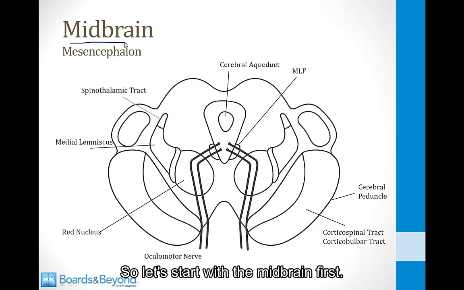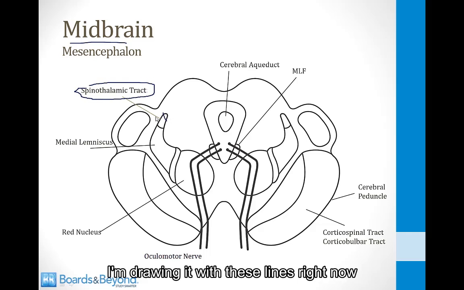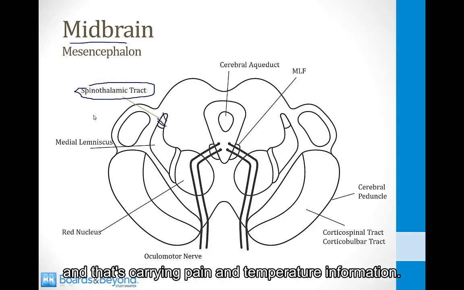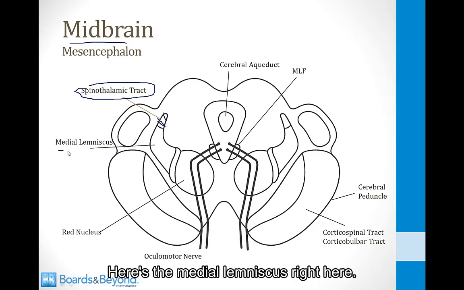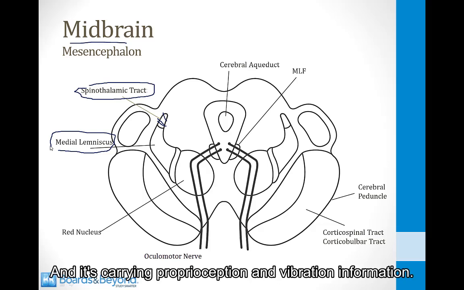So let's start with the midbrain first. So here's the spinothalamic tract right here. I'm drawing it with these lines right now, and that's carrying pain and temperature information. Here's the medial lemniscus right here. So this is connected to the posterior columns in the spinal cord, and it's carrying proprioception and vibration information.